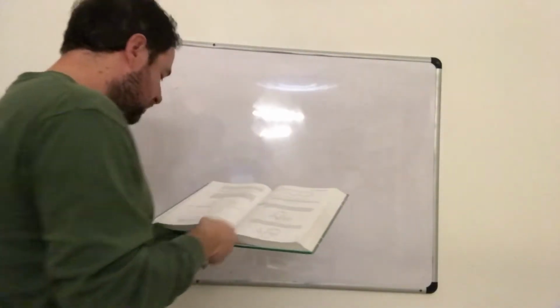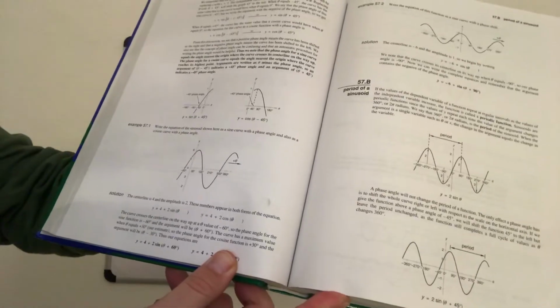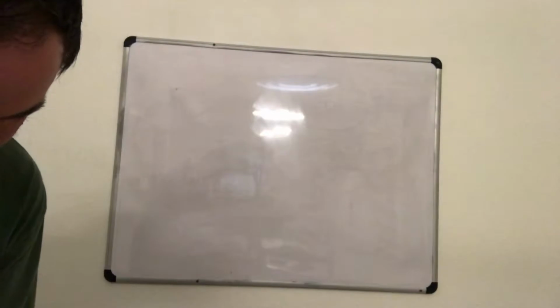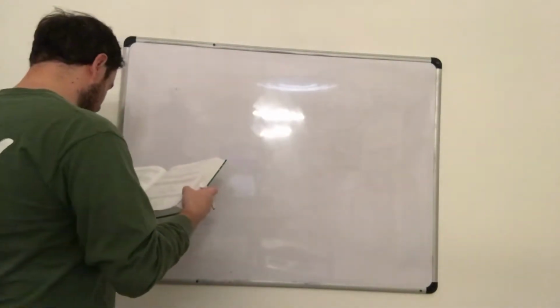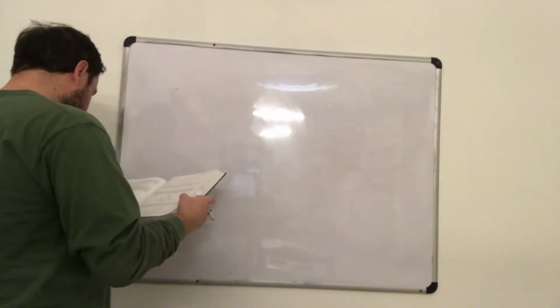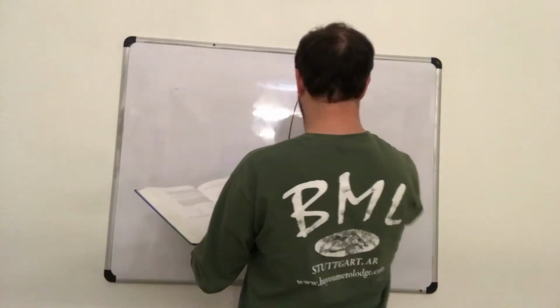Now, you'll need your book and look at 57.1, that example, on page 376. And in that one, it says, write the equation of the sinusoid shown here as a sine curve with a phase angle, and also as a cosine curve with a phase angle. So I'll go ahead and attempt to draw this one.